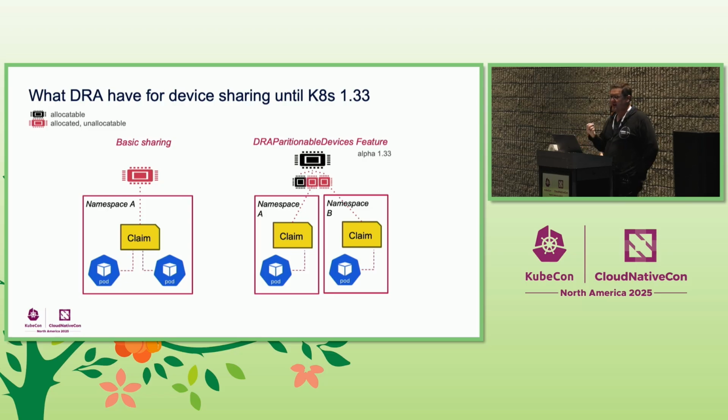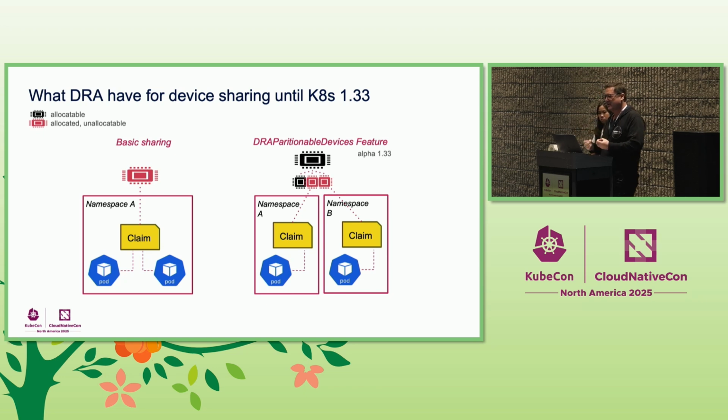We also introduced as an alpha feature, which is also still alpha, something in 133 called partitionable devices. What you'll notice here in this drawing, this is the basic sharing. You've got two pods sharing a claim, one connection from the claim to the physical device. In the partitionable devices, we allow the device to be broken up into static partitions, and then you're allowed to treat each of those partitions as if it were a real device. So this is really intended to represent things like hardware layer partitioning of GPUs.